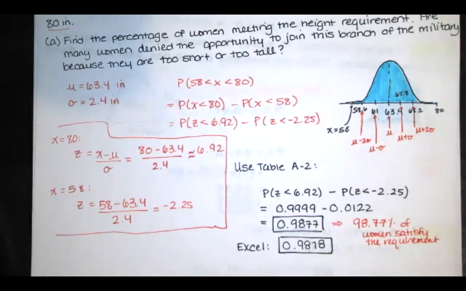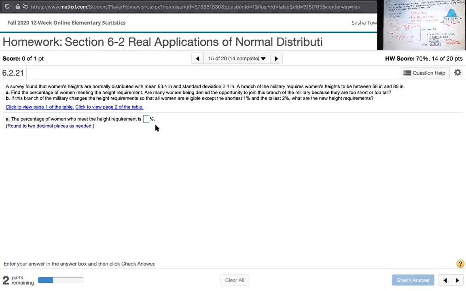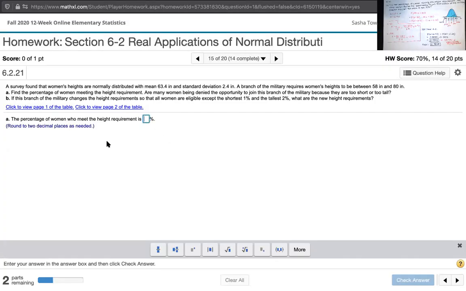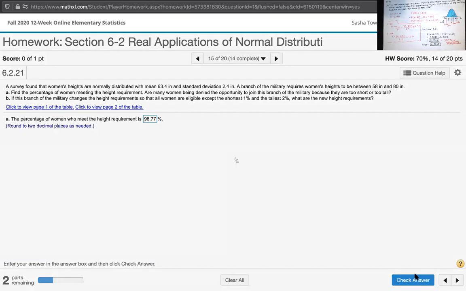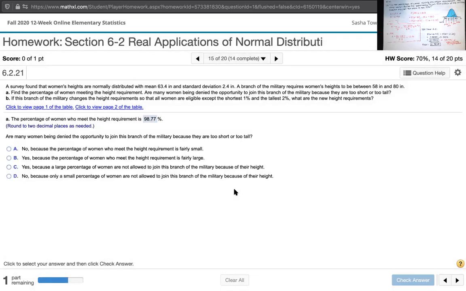Okay, let's go back. So we've got that percentage, that's what they asked for. They said round to 2 decimal places as needed. I'll use 98.77 from the table. They like that, that's a great sign. And then it says, are many women being denied the opportunity to join this branch of the military because they are too short or too tall? I'd say no. And the reason is because only a small percentage of women are not allowed to join because of their height.